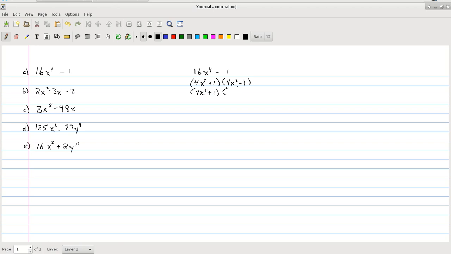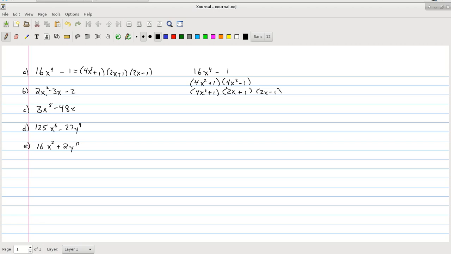However, 4x squared minus 1 is another difference of squares, so we can factor this one a second time. 4 is 2 times 2. X squared is x times x. Minus 1 is 1 times negative 1. These have no common factors. They don't factor any further, so we know this first expression is factored completely as 4x squared plus 1 times 2x plus 1 times 2x minus 1.